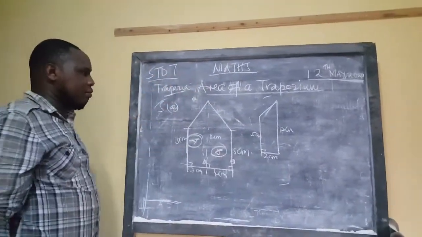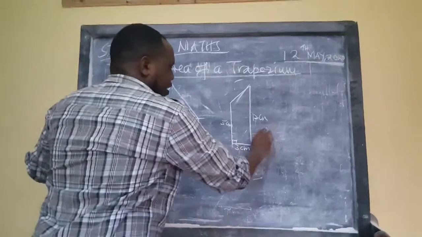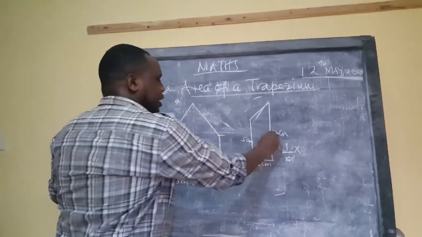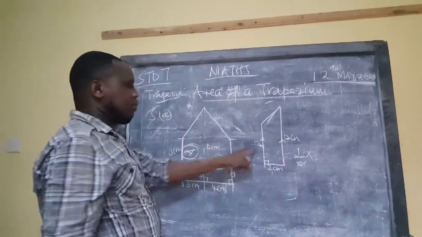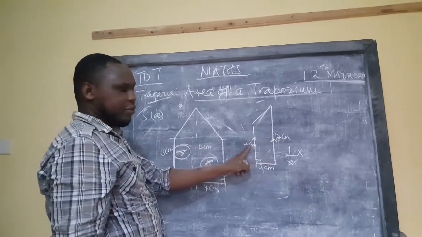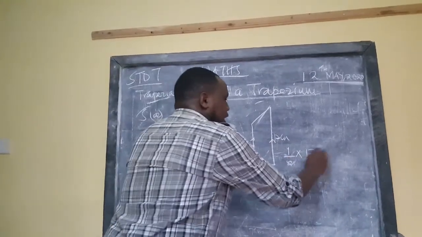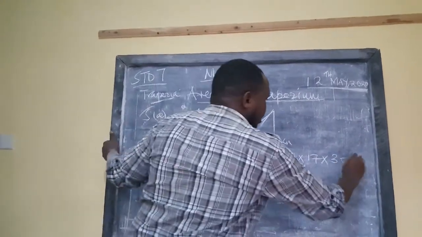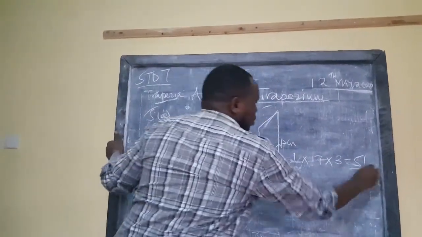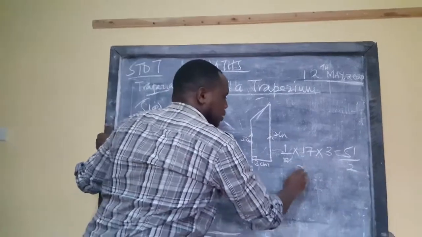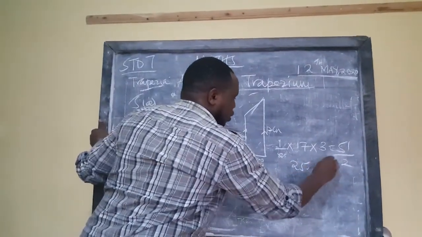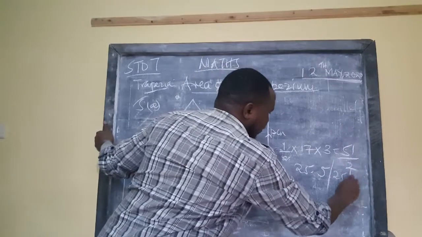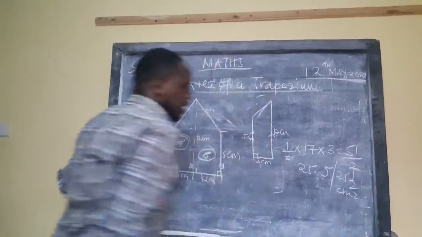So let's calculate the area of that one. This is going to be half times (A plus B). A plus B are the sum of the parallel lines, 12 plus 5, which is 17, and then times the height, which is 3. This is going to give you 51 over 2. 51 over 2 is simply 25.5 or 25 and a half centimeters squared. That is for the first one.